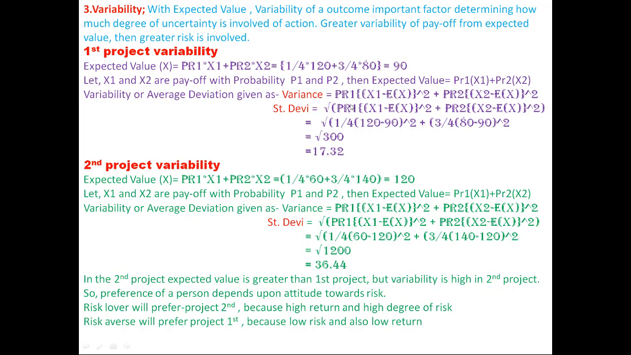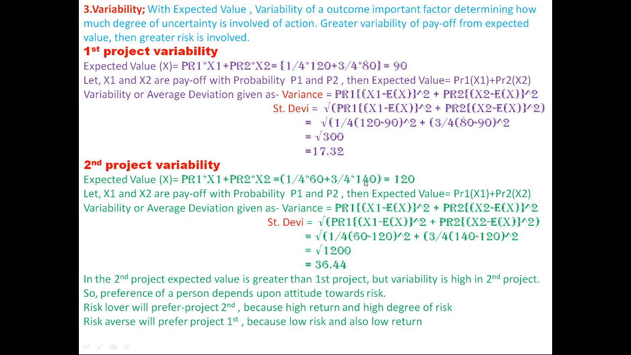Variance for project 1 is probability 1 multiplied by outcome 1 minus the mean value, squared, plus probability 2 multiplied by outcome 2 minus the mean value, squared. Then the standard deviation: if we take the root of all this, we will get 17.32.